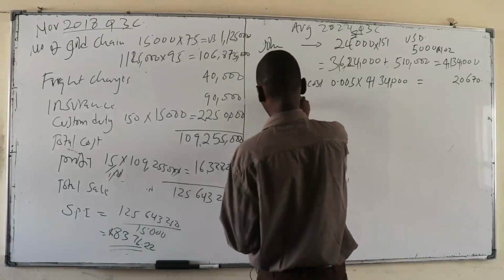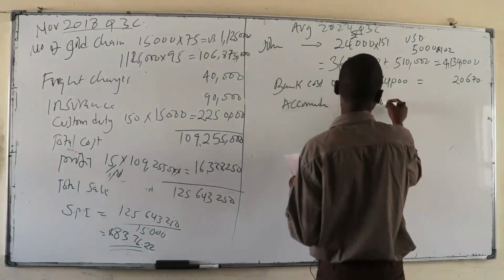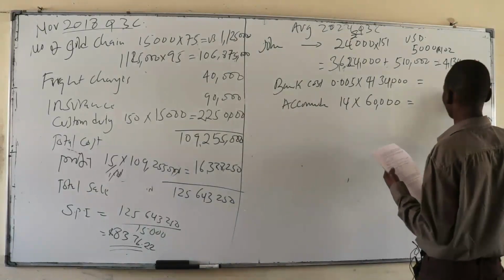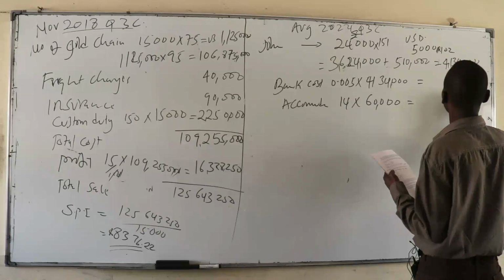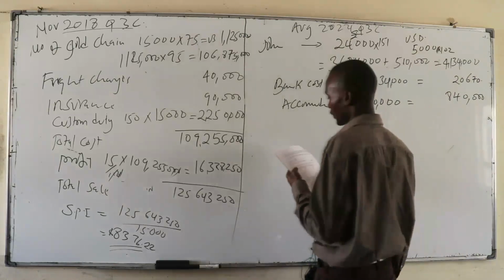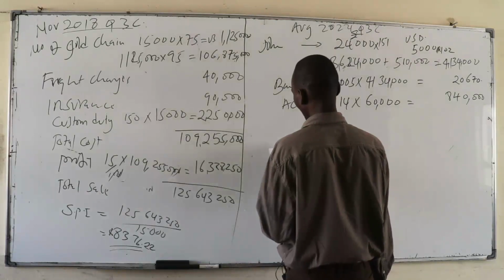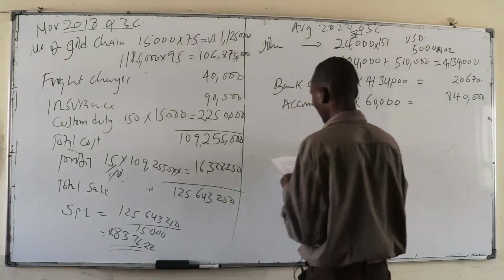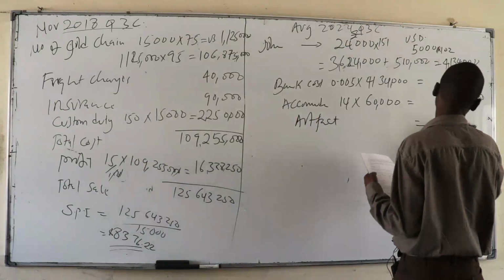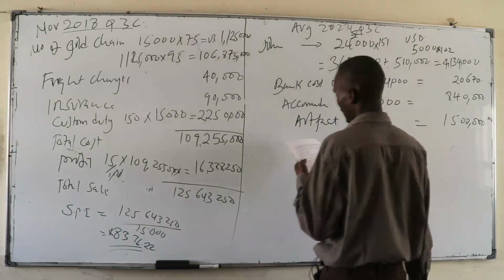Then he stayed in Kenya for 14 days spending 60,000 per day on food and accommodation. How much will it be? How much did you spend? 840,000. He also incurred Kenya shillings 1.5 million to purchase an artifact, and souvenirs to take back home.